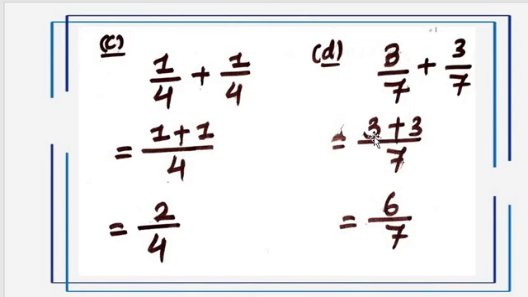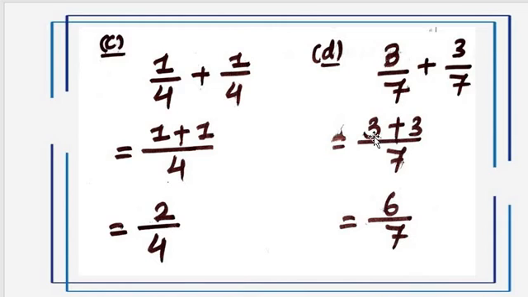So my dear students, I think you have done question number D. Again I repeat the question number D: 3 plus 3 is equal to 6, 6 upon 7. So the answer is what? 6 upon 7. Understood, my dear students? I hope you all have understood.